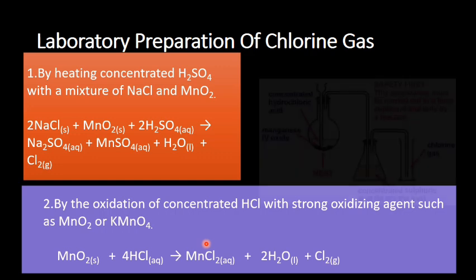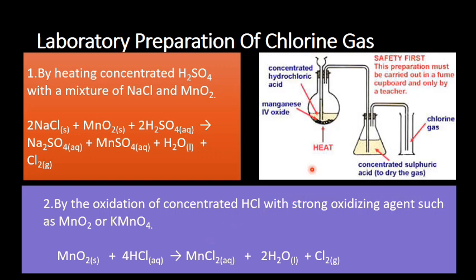Now let's look at a schematic diagram. Looking at this, we have concentrated hydrochloric acid. So basically this diagram is explaining the second method, that is the reaction of manganese(IV) oxide with HCl. So you can see the manganese(IV) oxide here, then hydrochloric acid being added, and then we heat. So it is expected that chlorine gas will be given off.